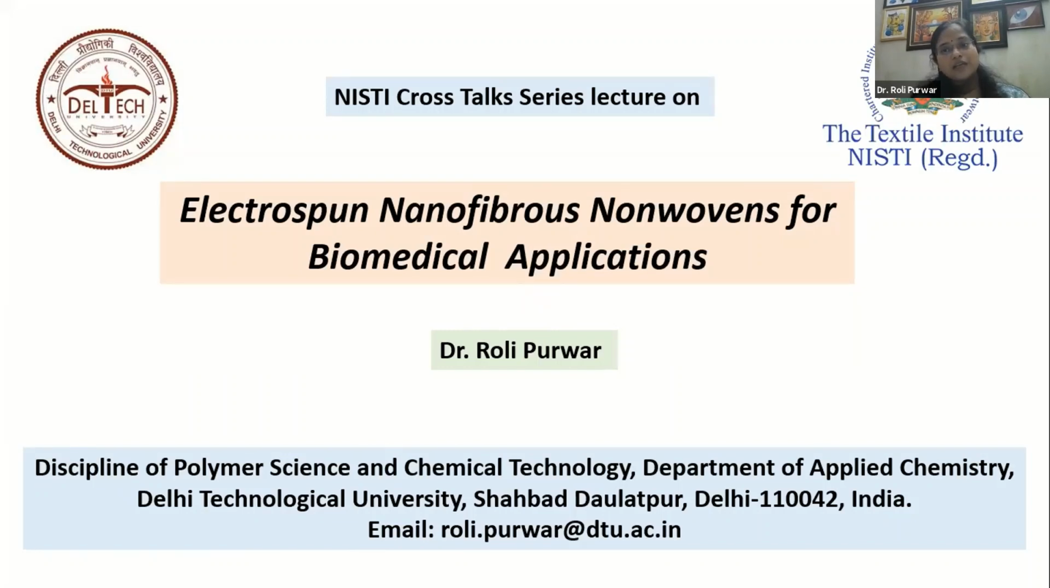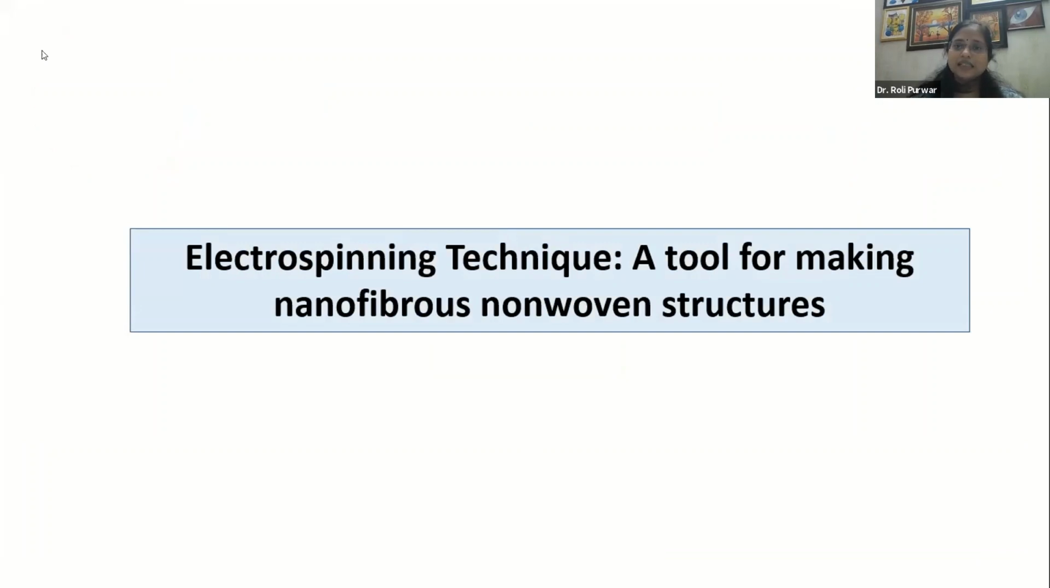The major biomedical application which I will cover today is the wound dressing application or tissue engineering application. The tissue engineering application mainly covers skin tissue engineering, so it's a part of the wound dressing material. So with this, I will start with what electrospinning is.